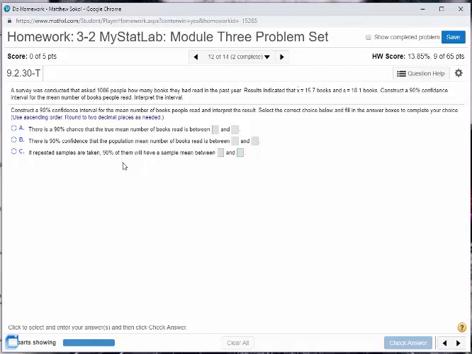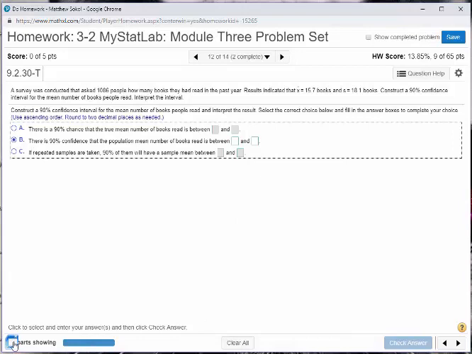It says select the correct choice below and fill in the box to complete your answers. And they want us to round to 2 decimal places. So the problem says there's a 90% chance that the true mean number of books is between blank and blank. There is a 90% confidence that the population mean number of books is between blank and blank. And if repeated samples were taken, 90% of them will have a sample mean between blank and blank. The correct conclusion when you're talking about confidence intervals is we are 90% confident that the population mean is somewhere between these values.